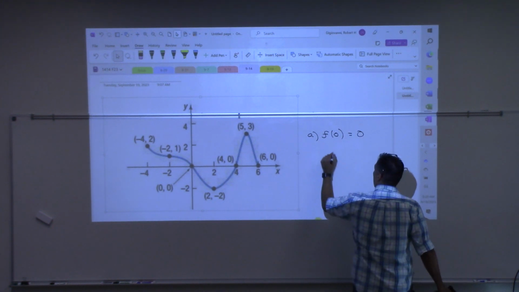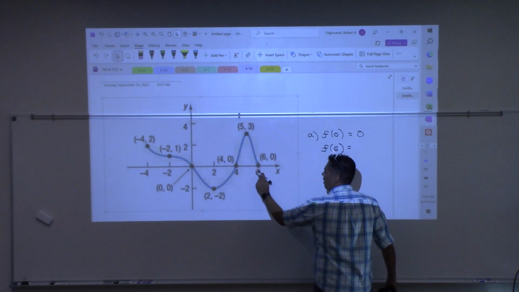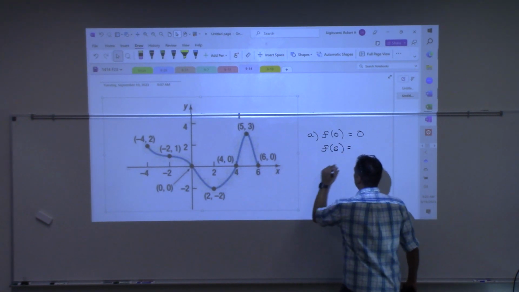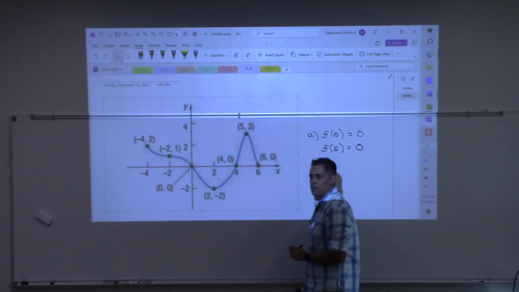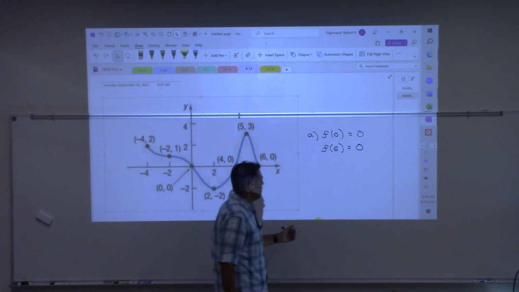All right. Now they want to know what's f(6). So you plug in 6 right here, right? (6,0) means 0 comes out as well, right? Is this pretty straightforward for everyone? Yeah, it's just input, output. Input, output.